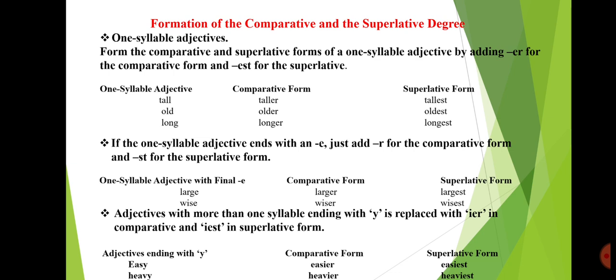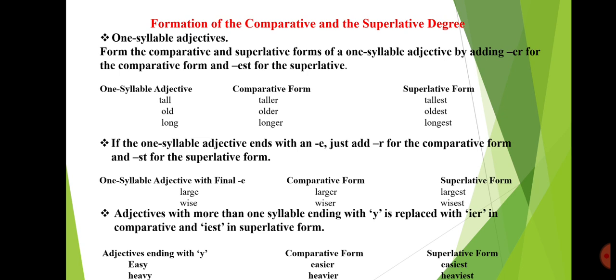Second, if the one syllable adjective ends with e, we just add r in the comparative form and st in the superlative form. Example, large, the word ends with e; wise, the word ends with e; and in comparative form we have larger, largest in superlative, wiser in comparative, and superlative is wisest.